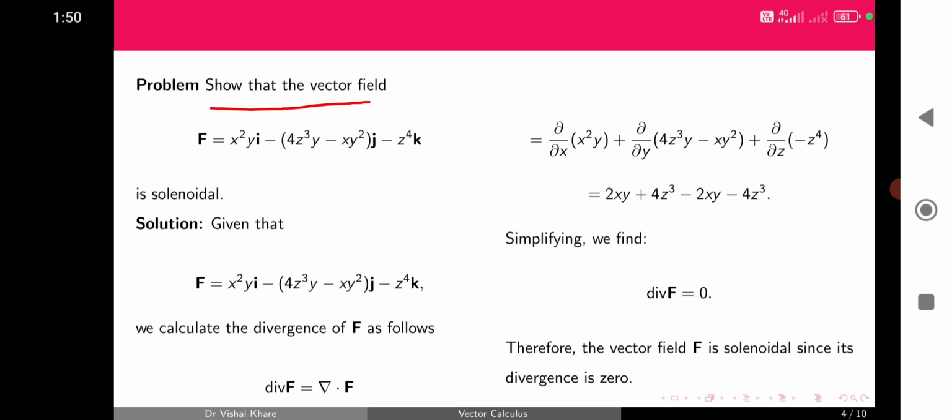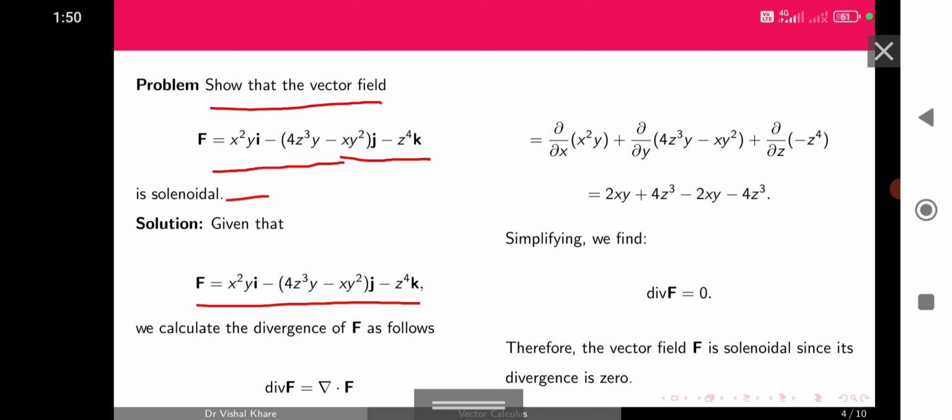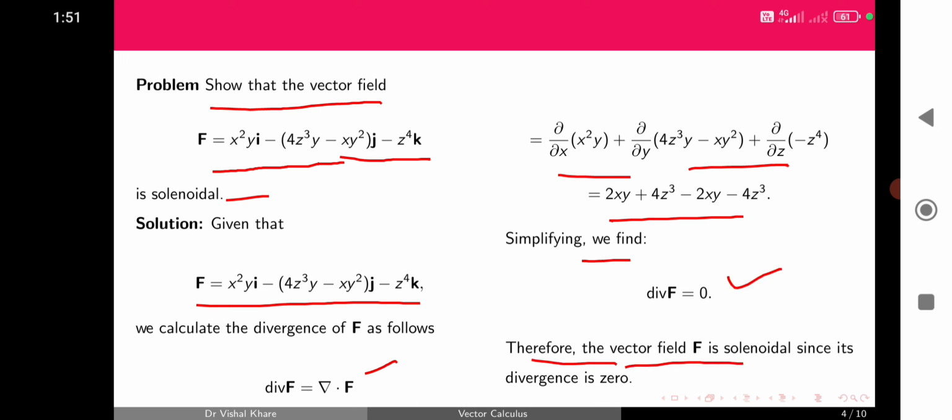So problem: show that the vector field f equal to x square y i minus 4z cube y minus x y square minus z to the power 4 k is solenoidal. Given f, we calculate divergence of f, del dot f, in this way. So we get this, and simplifying we find divergence of f is equal to 0, and therefore the vector field f is solenoidal since divergence of f is 0.